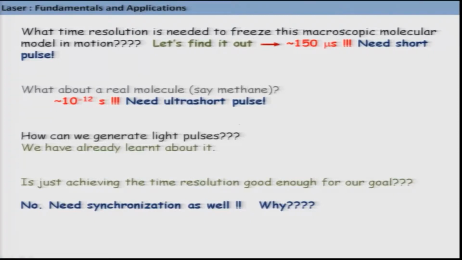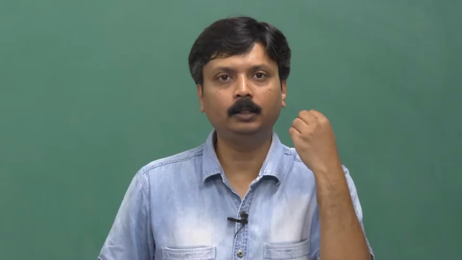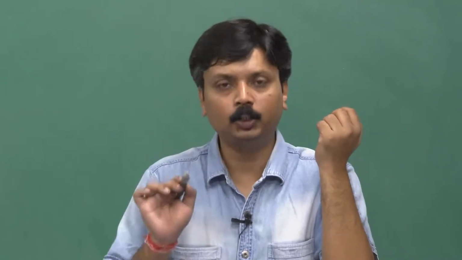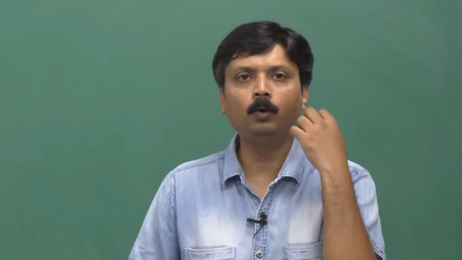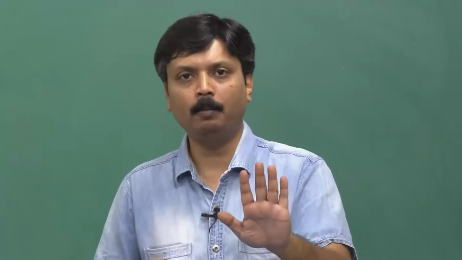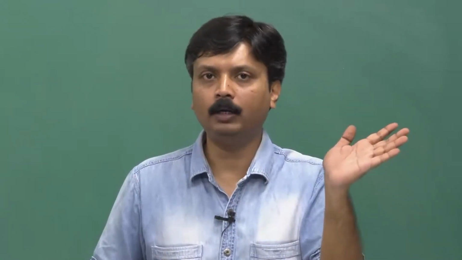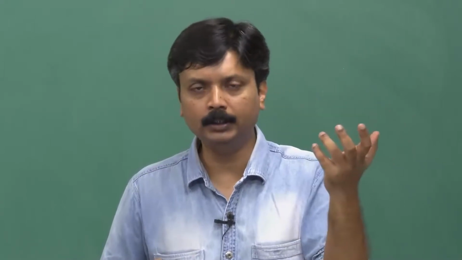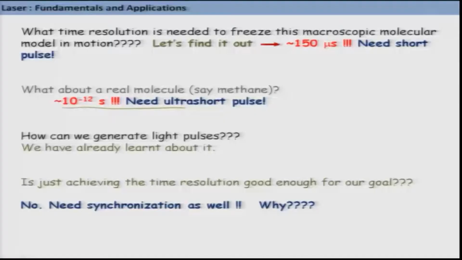Now, this is about the molecular model. What about a real molecule? Say if you take methane essentially. The time scale that you would need to freeze the motion in space is approximately a picosecond. Okay. So, that is an ultra short pulse. How to get that ultra short pulse? We know about that. We can prepare a mode locked laser and we can get ultra short pulses, you know, picosecond and beyond. We can go up to femtosecond quite easily.